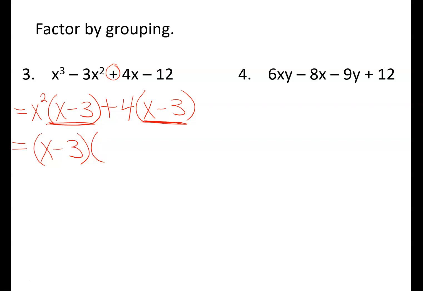Divide each term by x minus 3. So this first term, this whole term is x squared times x minus 3. And if I divide the x minus 3 out, I'll be left with just the x squared. And the second term is this plus 4 times x minus 3. And if I divide out the x minus 3 from that term, I'm left with just the plus 4. And this is my answer.